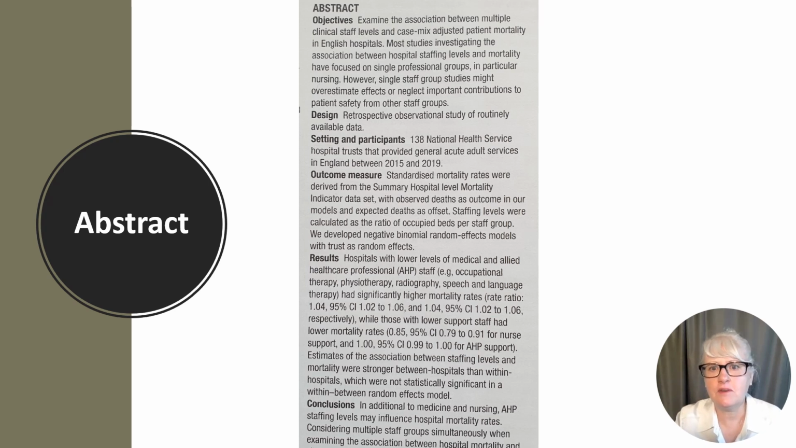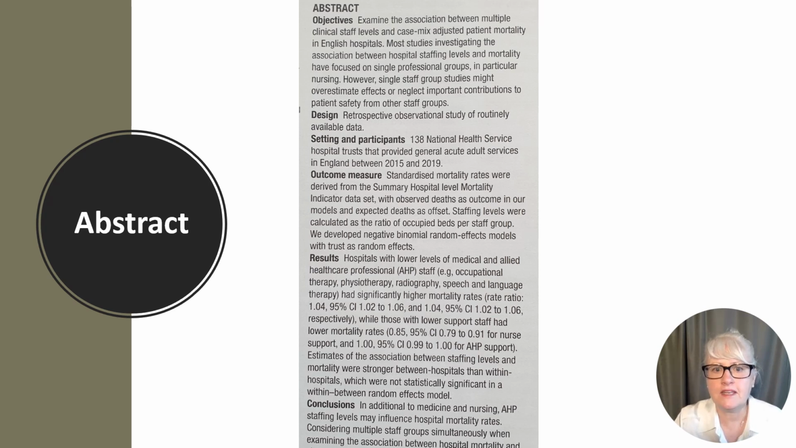If you look at the abstract, it's written with clear headings. The study objective is clear, which is to examine the association between multiple clinical staff levels and case mix adjusted patient mortality in English hospitals. So the intention of the researchers is transparent, along with where the study was conducted. The abstract also states the study design, which is a retrospective observational study of routinely available data. The data collection procedures are presented, and 138 NHS hospital trusts provided data from 2015 to 2019. Outcome measures are given that include standardised mortality rates, which are collected from summary hospital-level mortality indicator data sets.